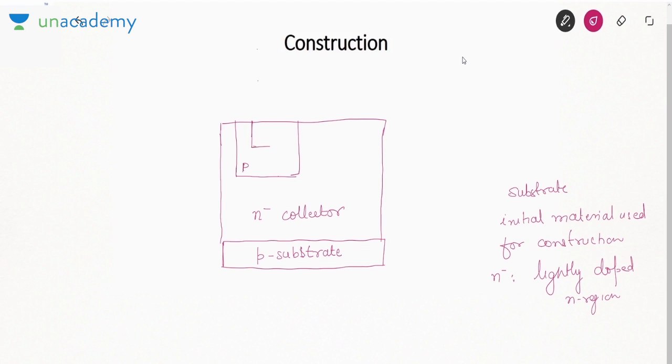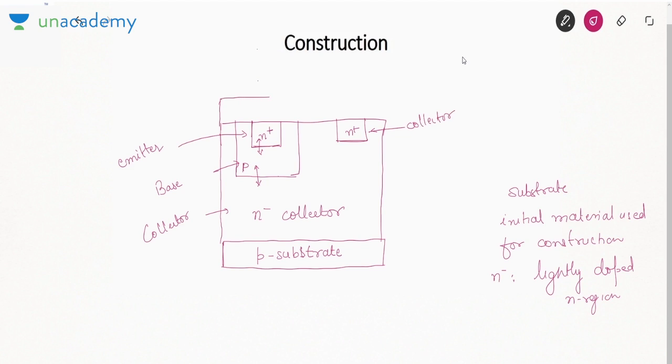Now what we do is, we form this N plus region. This N plus region is your emitter. This is for base and this is your collector. As you can see, there are two p-n junctions, one p-n junction, other p-n junction. Similarly, we form an N plus region here also. This is collector only. I will tell you later on why we have taken this N plus.